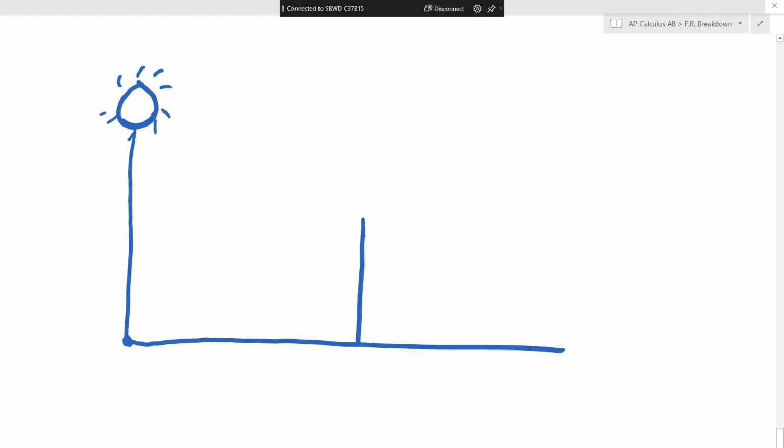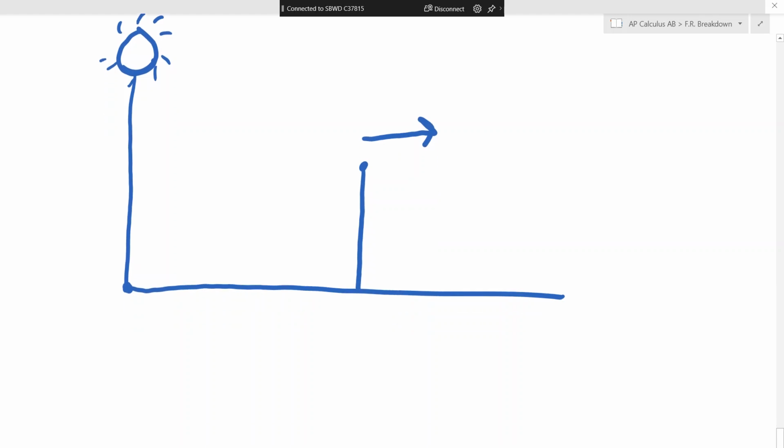Does it make sense that if this was a person right here and they were moving this direction, that their shadow is right here on the ground?